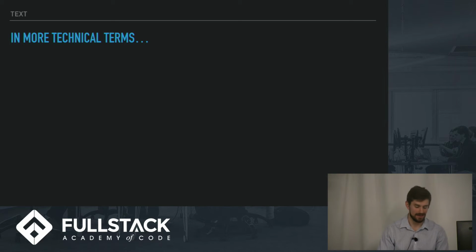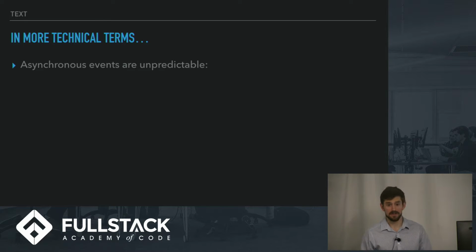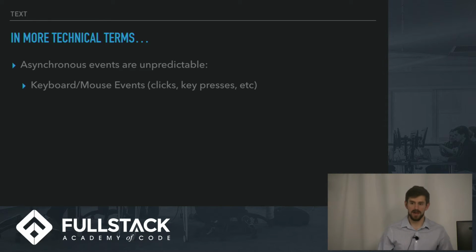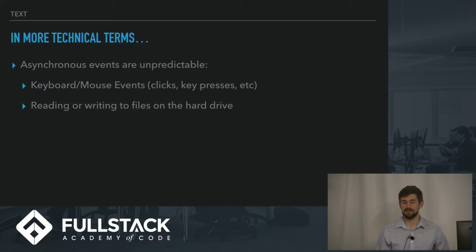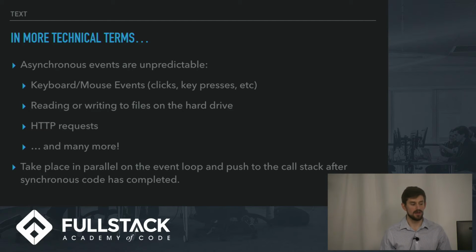More technically, asynchronous events are unpredictable, right? And there's a lot of different ones in JavaScript that we've all encountered so far, such as keyboard and mouse click events, key up, key down, things like that, reading or writing files to your hard drive, accessing the database, HTTP requests, AJAX requests. All these things are asynchronous events. And they take place in parallel on the event loop, and then they push onto the call stack after our synchronous code is completed. We all know this.